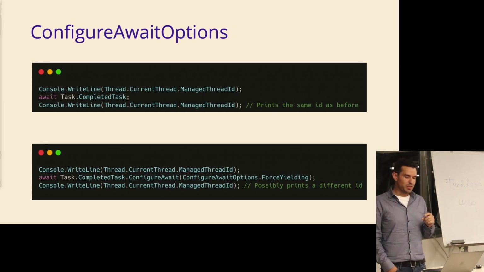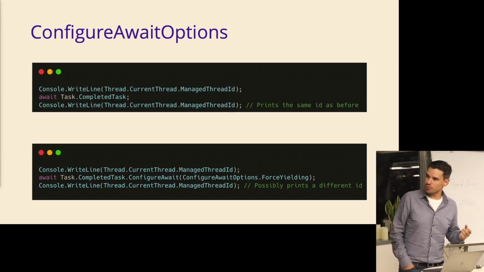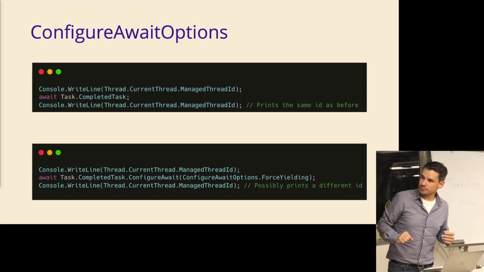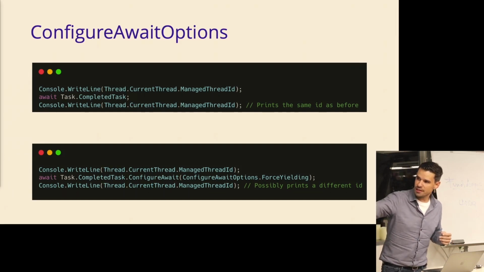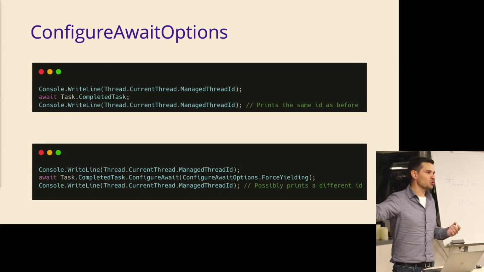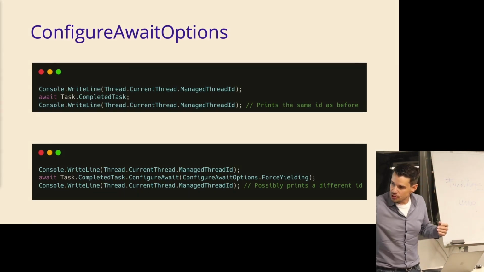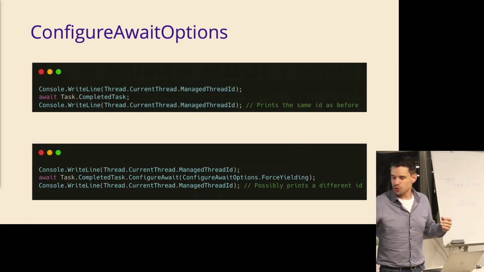But there exist a few cases, and to show you an example of why, if you try to run the snippet here, where you just print the managed thread ID and then await Task.CompletedTask, which is your canonical task that has completed and has a result ready, the second time that you print the managed thread ID is always going to be the same number.